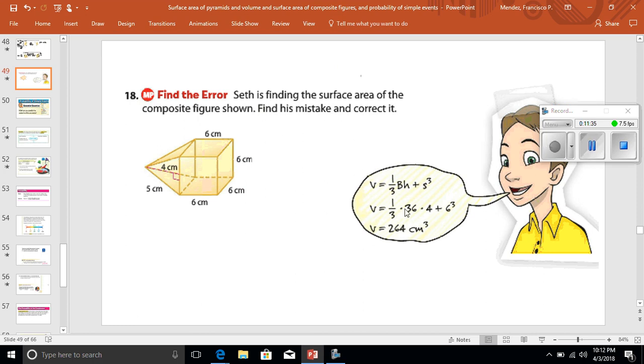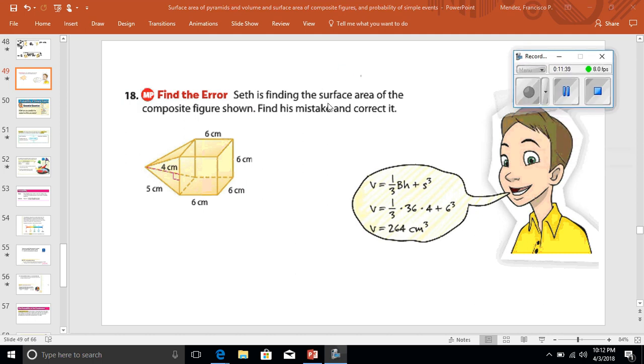All right. What is the problem here? They're saying Seth is finding the surface area of the composite figure shown. Find his mistake. Right off the bat, I can see the mistake. Can you? Well, he's finding the volume of this figure instead of the surface area. So he's using the wrong formula. Let's go ahead and use the right one, see if we can come up with the right answer.